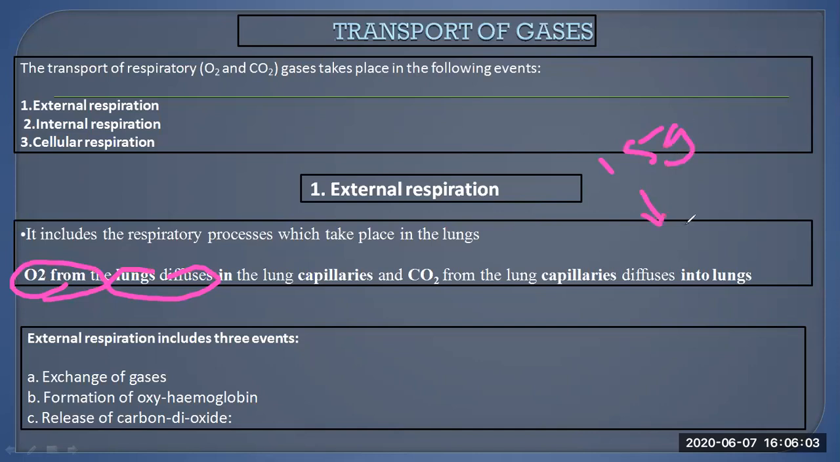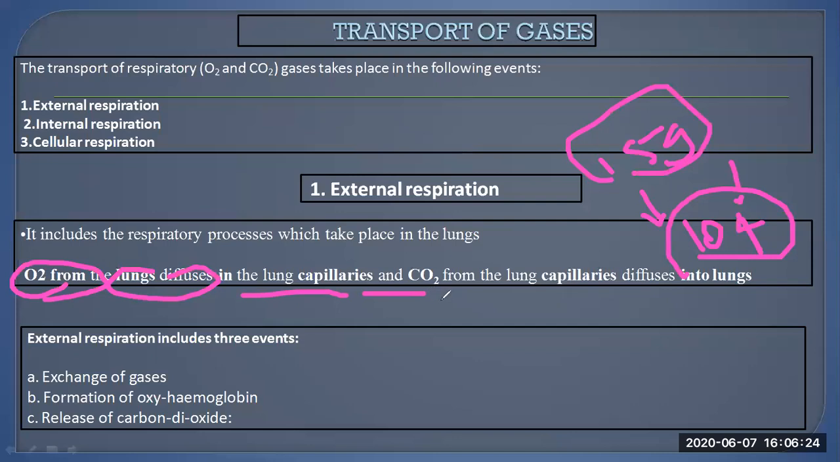When it reaches into the lungs, the partial pressure of the oxygen molecules is 104. It means 159 reaching up to the alveoli will reduce, meaning the respiratory passages or respiratory tract used some oxygen molecules. Now you can see oxygen from the lung diffuses into the lung capillaries.